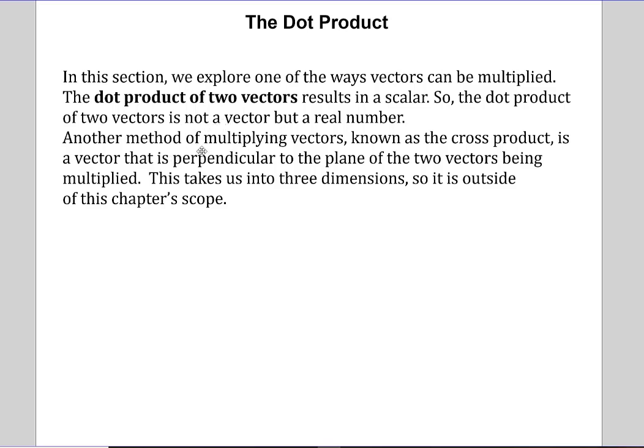Another method of multiplying vectors is known as the cross product, but that is a vector that's perpendicular to the plane and the two vectors being multiplied. This takes us into 3 dimensions, so it's outside the scope of this chapter.